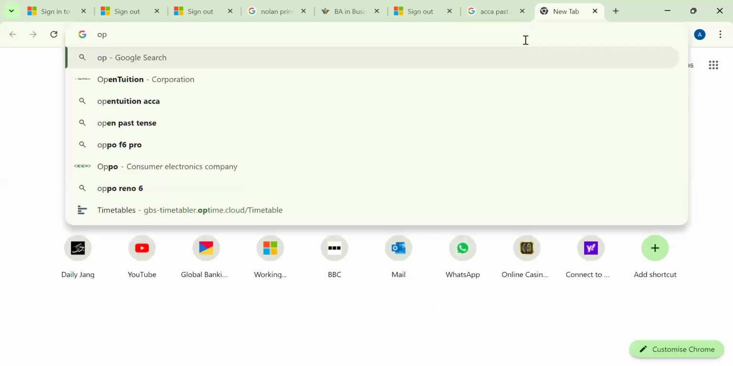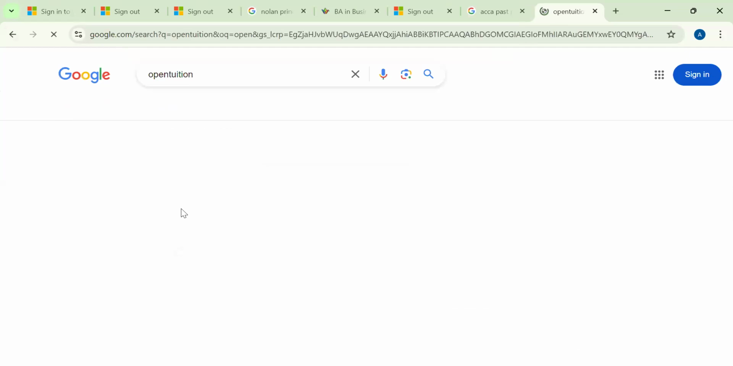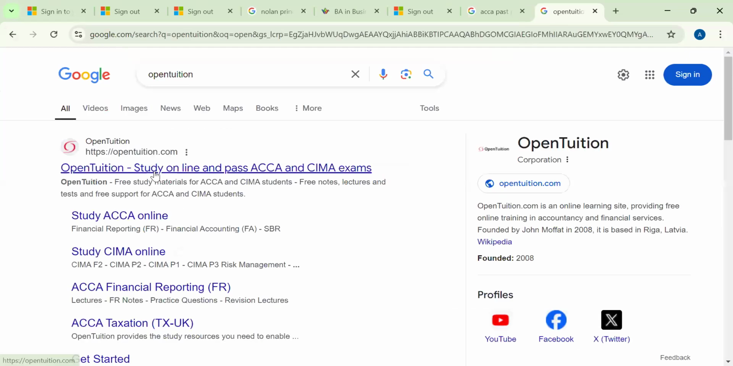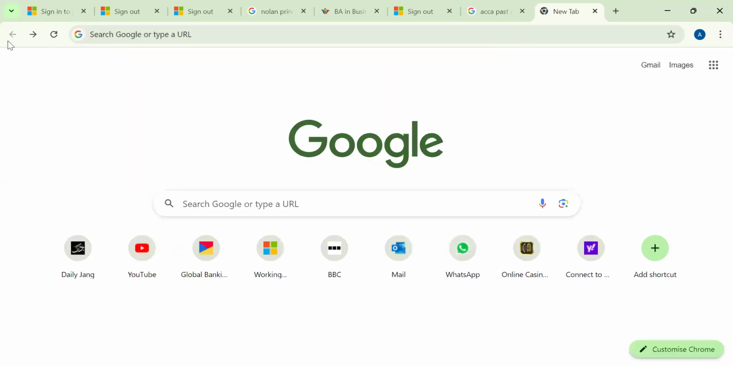If you are not on it, you can register. It's a free website, Open Tuition, where you can find old ACCA exam papers as well. I already downloaded and uploaded some, and they are good to use as examples if you want more. Okay, anybody, any question, please?